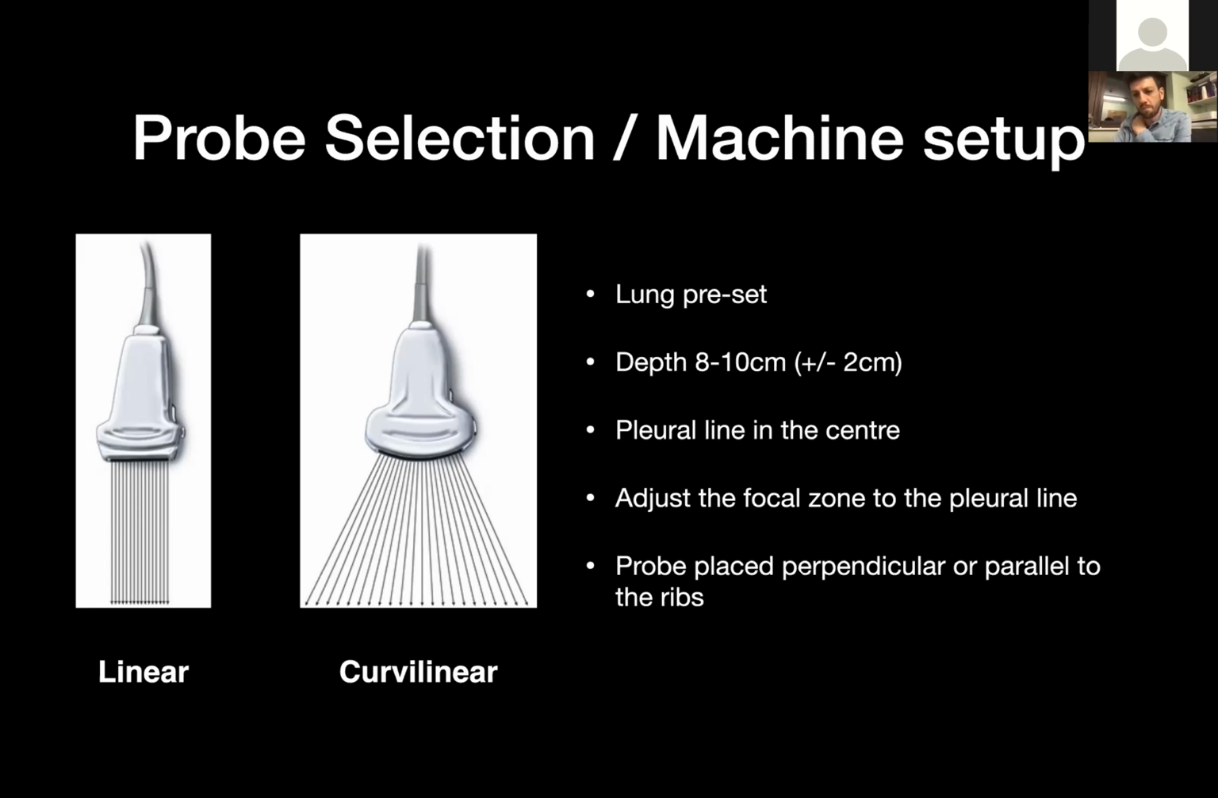Ideally you want the pleural line in the center of the image, and you want to adjust the focal zone to the pleural line. So the pleural line is going to be the clearest part of the image, and as you diverge away from that pleural line, your image is going to lose resolution. Your probe can be placed either perpendicular or parallel to the ribs, and we'll come on to that in a moment.